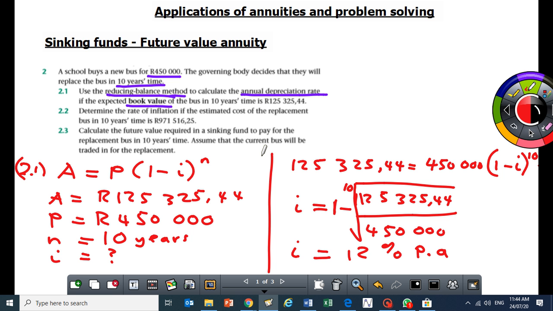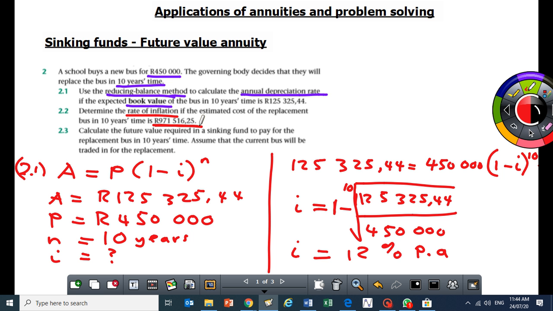That was a grade 11 question. Actually, the next one is grade 10: rate of inflation. Now, we need to calculate the inflation rate. The estimated cost of replacing the bus in 10 years' time is that. Now, this amount is a future value. That's the value of buying a new bus, which costs 450,000 now. In 10 years' time, the same bus which is costing 450,000 now is going to cost 971,516 and 25 cents. The same bus.